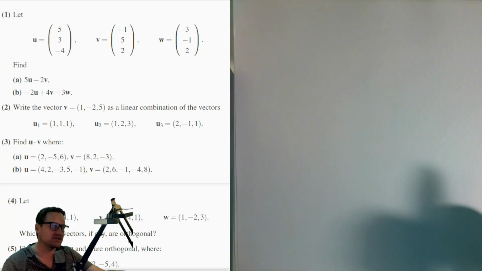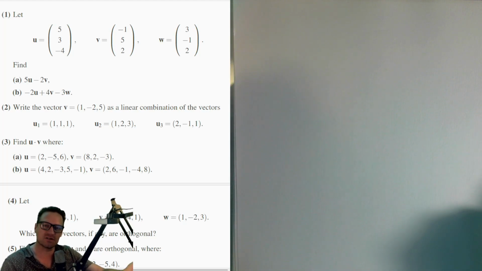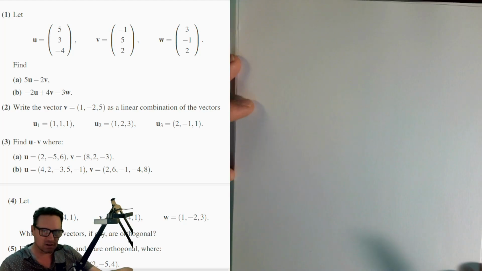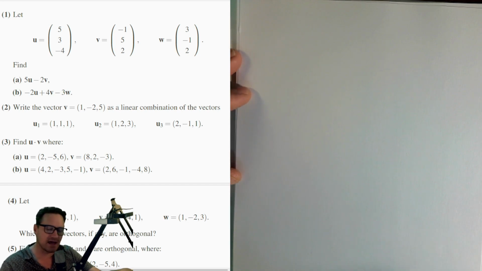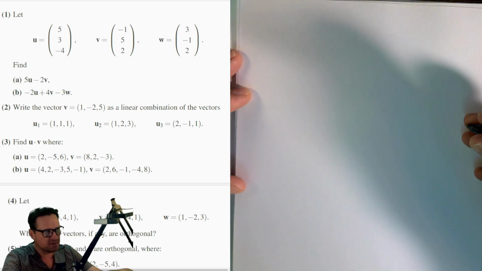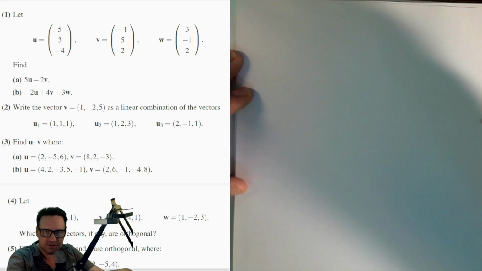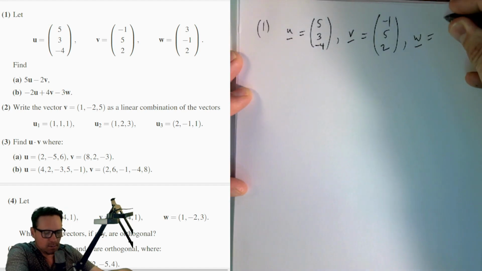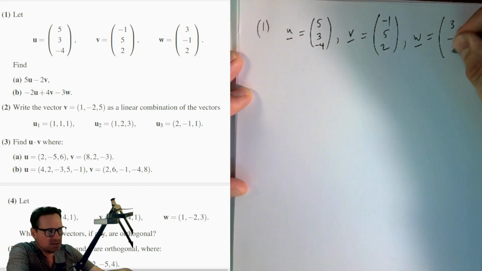Welcome. Today we're going to start our first linear algebra tutorial. So let's begin with our first question. In the first one it says let u equal (5, 3, -4). Now these are vectors incidentally, and w is (3, -1, 2).